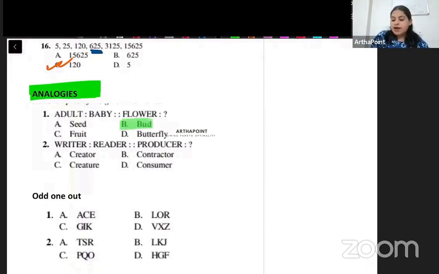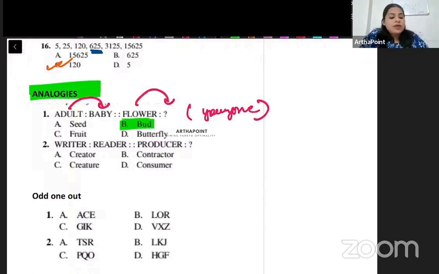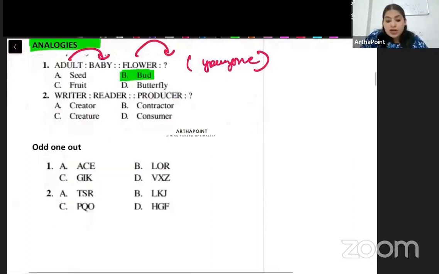So यहाँ पे we had to use who is going to be the young one. The younger one of adult is baby. So the younger one of flower will be bud. That's the answer to your question. Okay, beta, come to the next question. Writer is to reader. Producer is to. So beta, writer aims to please the reader.